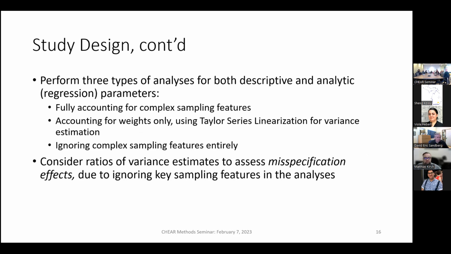We performed 3 types of analyses for both descriptive and regression parameters. One that fully accounted for the complex sampling features, what I'm today calling the appropriate analysis. One that accounted for the weights only, using Taylor series linearization for variance estimation. This is another very common misconception, that if you account for the weights in estimation, everything will be taken care of. And that's not the case, because doing that ignores the stratification, the cluster sample, those other key players in the variance estimation. And then just the naive approach to ignore the complex sampling features entirely in the analysis.